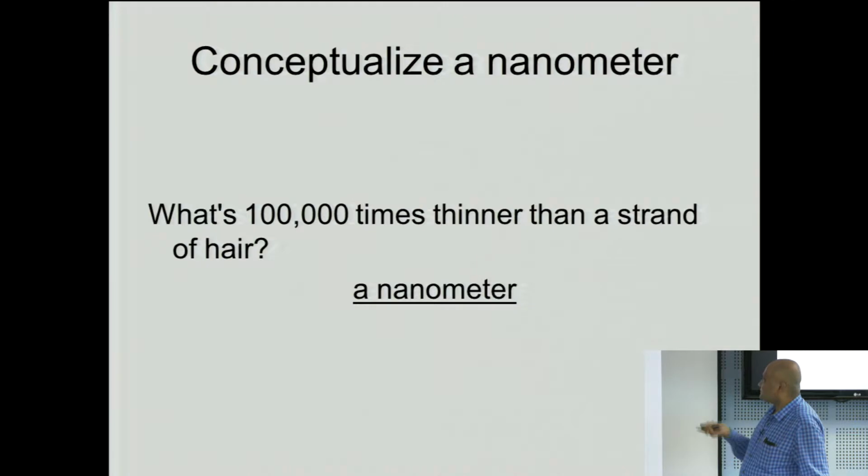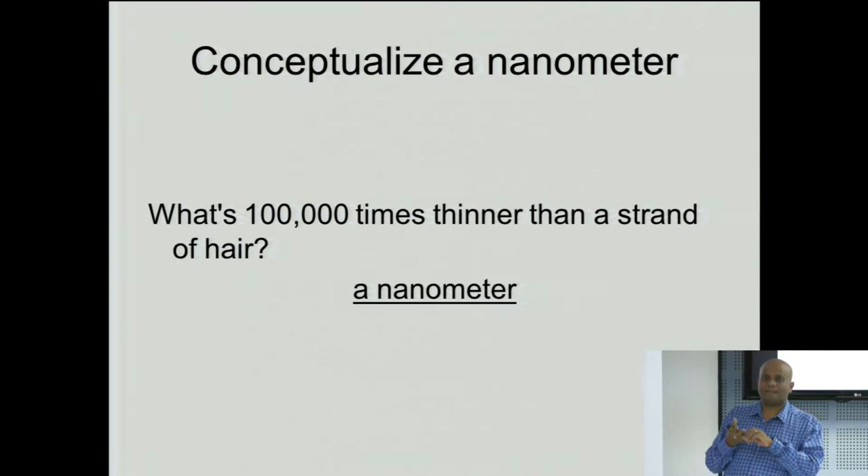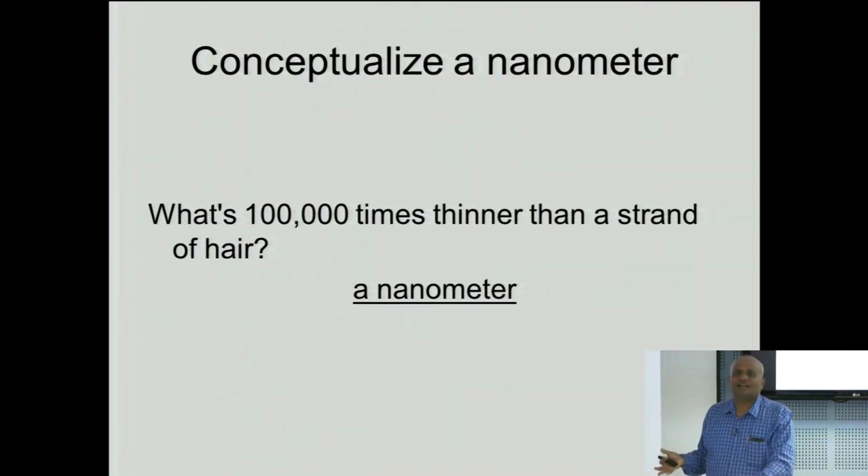Again, what is a nanometer? I think all of you know that. It is 100,000 times thinner than a strand of hair. Again, do you know the orders of magnitude as we go lower? Nano is 10 to the minus 9, then you have 10 to the minus 12, pico, which is occasionally used. Okay. Then 10 to the minus 15, femto.